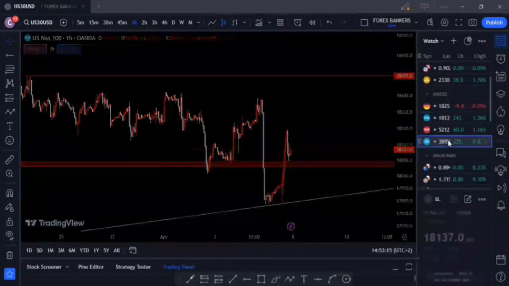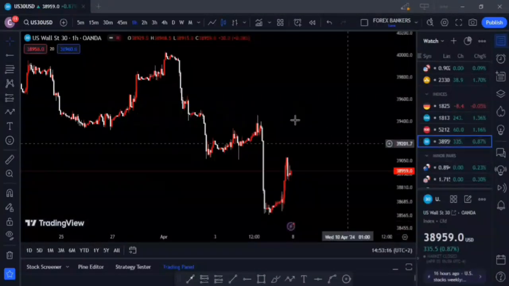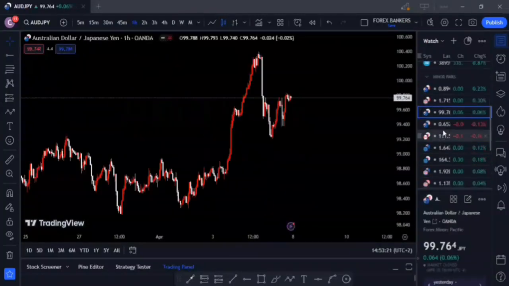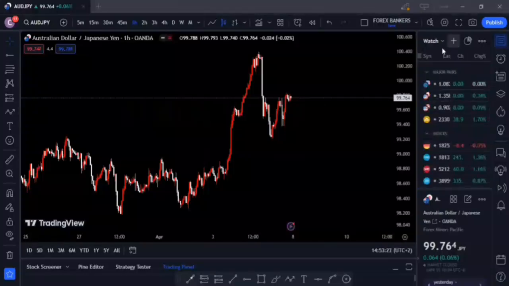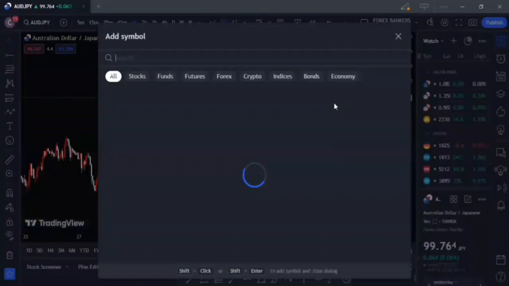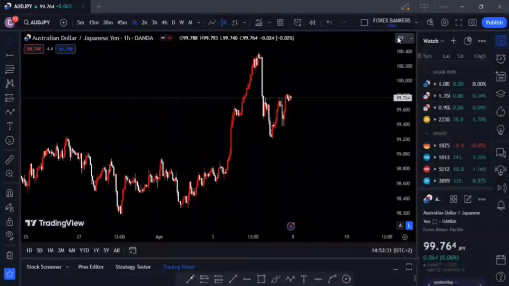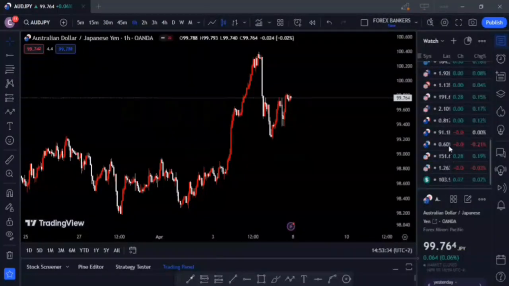So let me analyze one last pair. No, let me not analyze US30. Let me find something different, man. Let me look for GBP JPY. I mean, I don't like trading GBP JPY, but for the sake of the video, I'm just gonna analyze it. Let me look for it real quick.